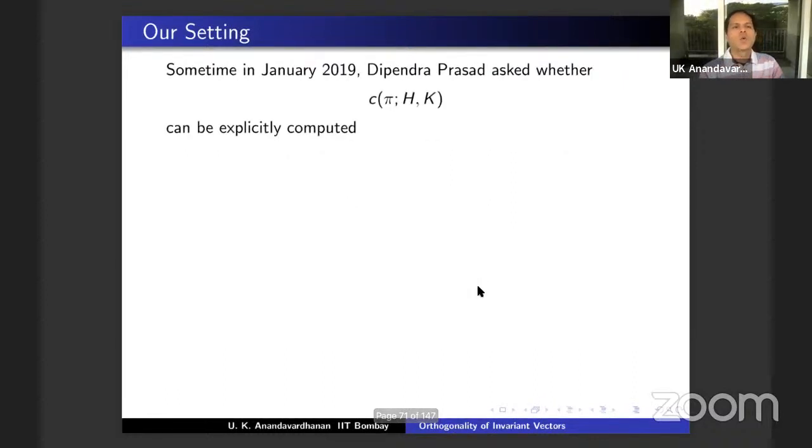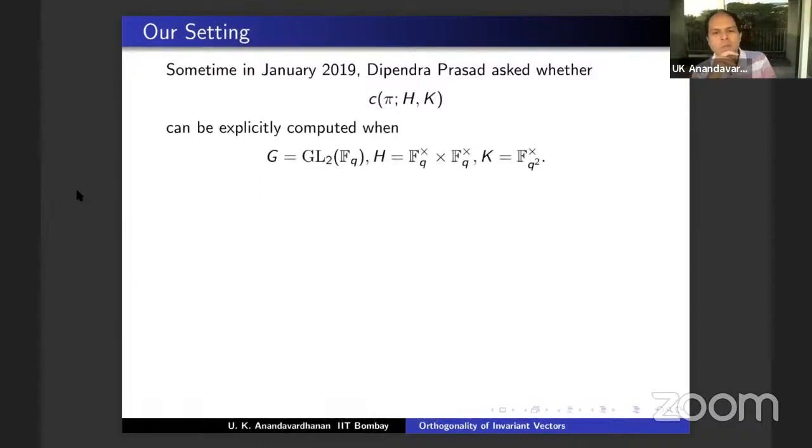Sometime, I was not aware of either this coefficient or these questions, though it's in a very famous paper of Gross. In fact, I might even have looked at that paper, but this comes in one of the subsections, and I was not aware of this question. This was soon after Dipendra joined IIT. We were having an evening walk, and he asked me whether this particular coefficient can be explicitly computed in a particular case of interest.